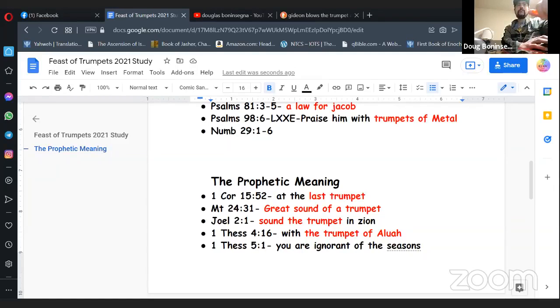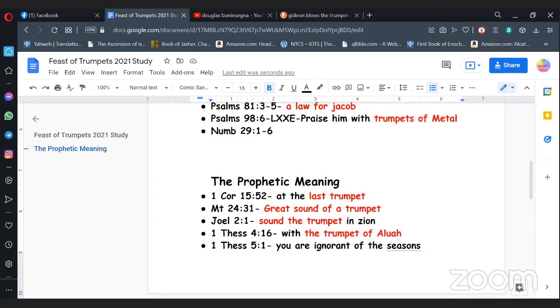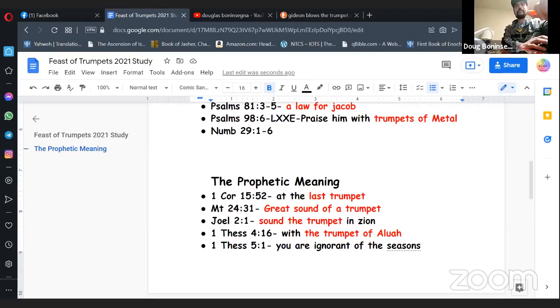However, brothers, you are not in darkness in order that the day of Yahuwah might surprise you like a thief. So usually what Christianity does is they stop at verse 2. They won't go to verse 4.